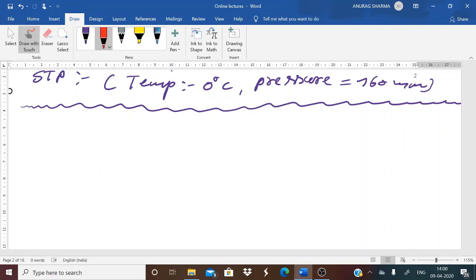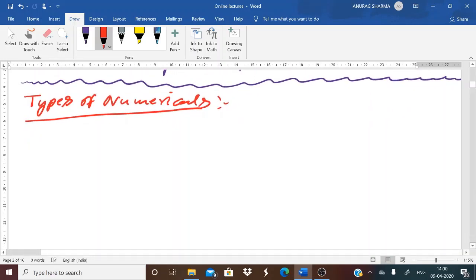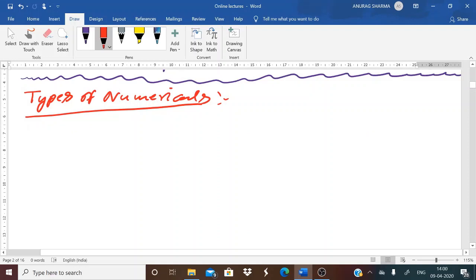Okay, now we will solve different types of numericals. So first we discuss types of numericals. In the combustion topic, we will discuss 3 types of numericals and we will cover all the numericals in these 4 types.